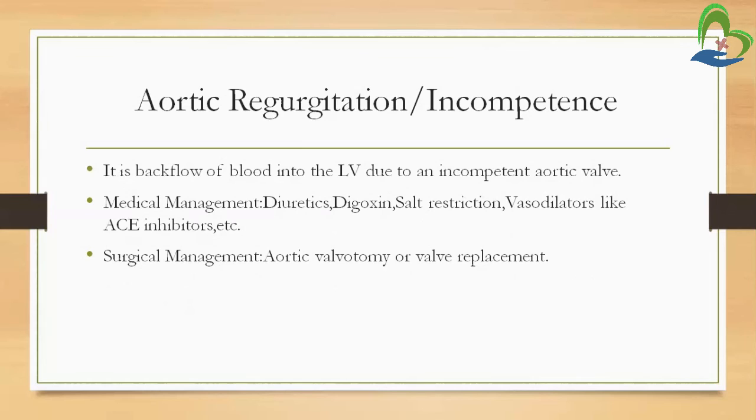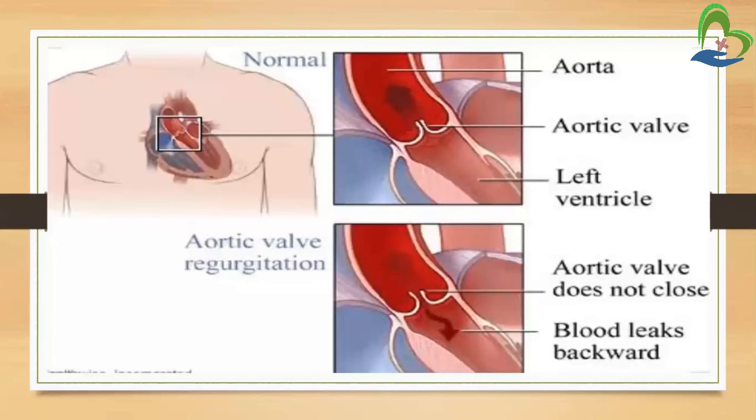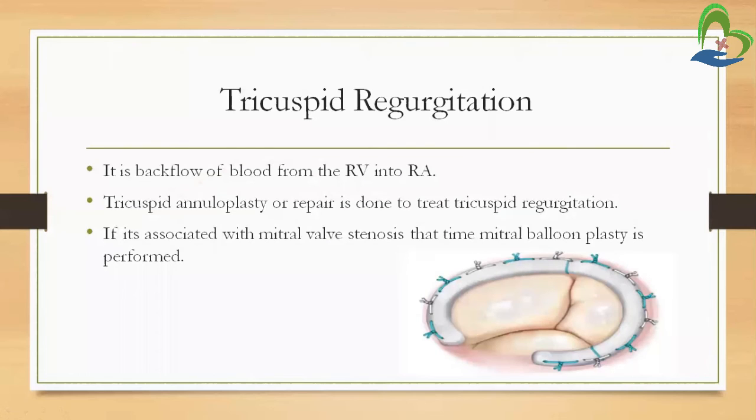Medical management that we give in aortic regurgitation is diuretics, digoxin, salt restriction, and vasodilators like ACE inhibitors, etc. Next is surgical management, which includes aortic valvotomy or valve replacement. This is the picture. On the above side, we can see the normal aortic valve, and in the second picture we can see aortic valve regurgitation, which means the aortic valve does not close properly. Because of this, there will be backflow of blood into the left ventricle.